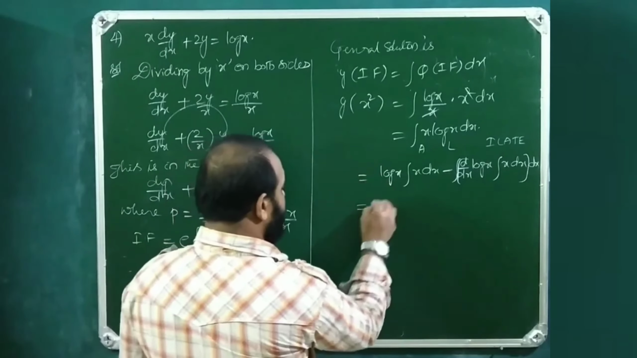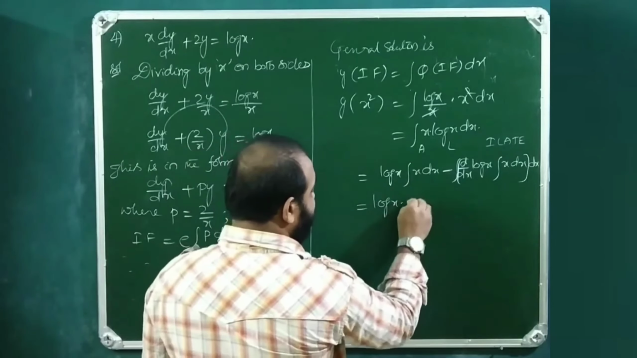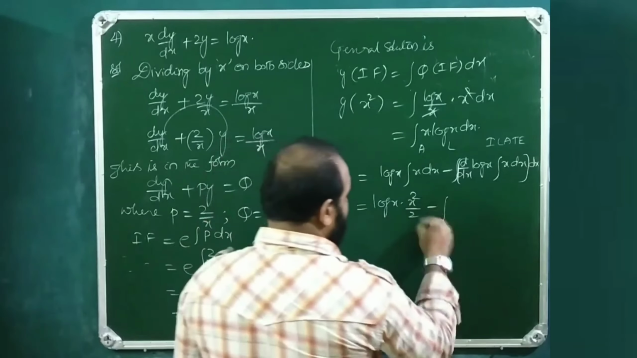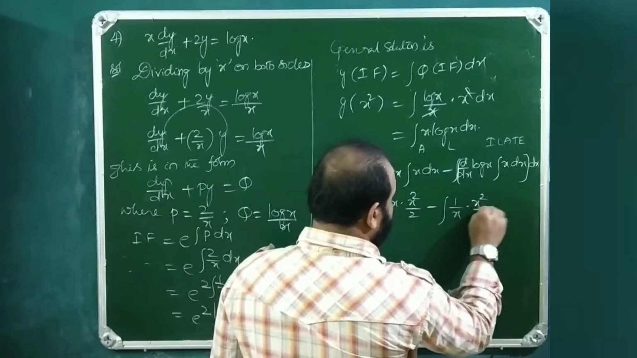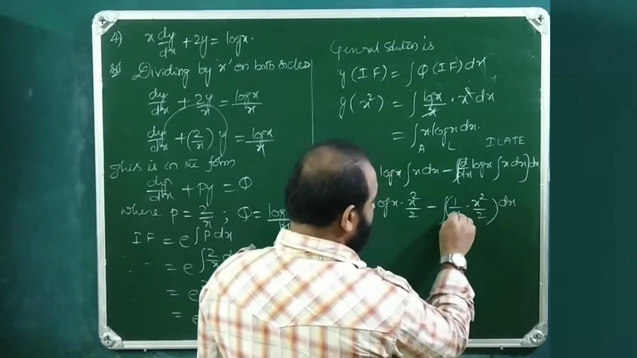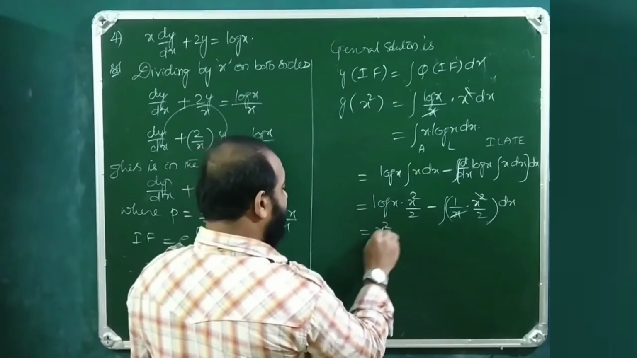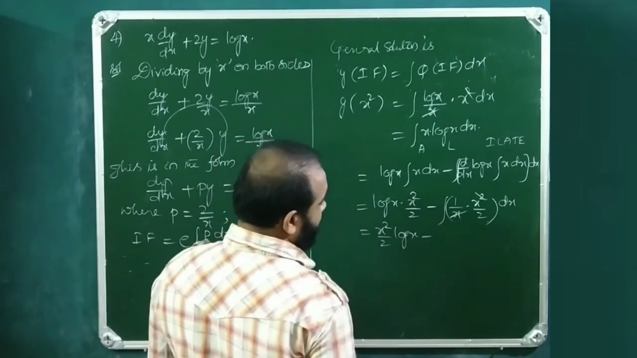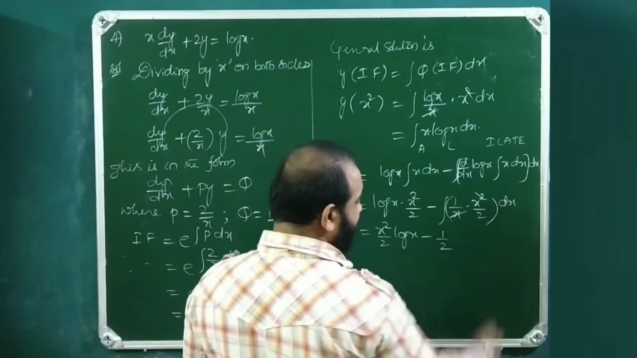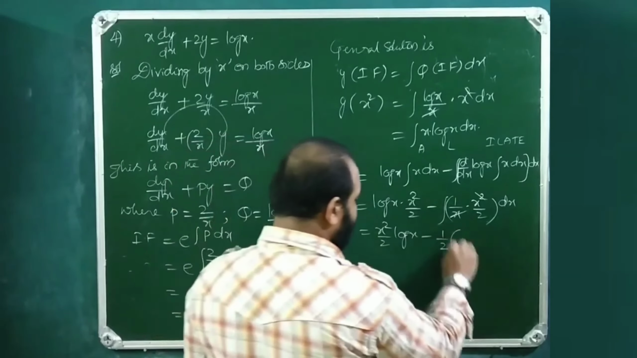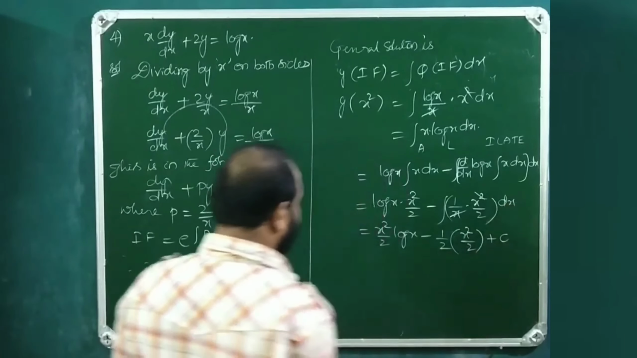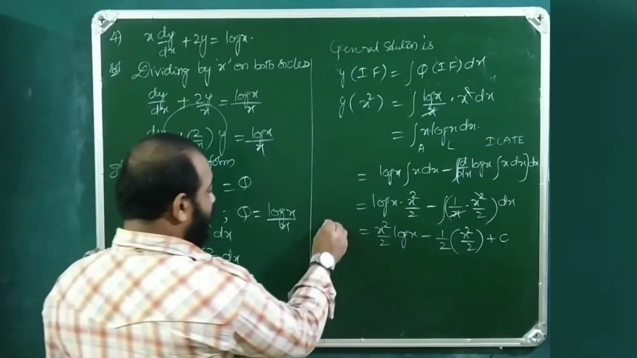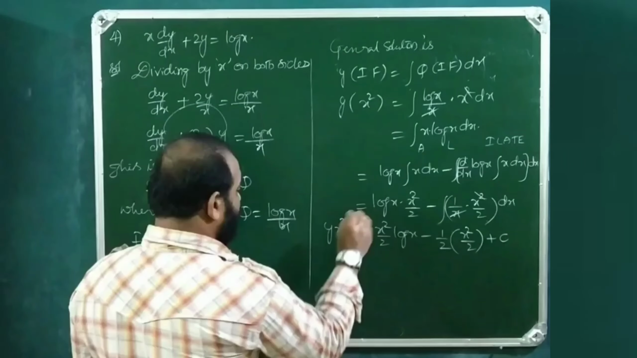This equals log x into integral of x dx, which is x square by 2, minus integral of d by dx of log x, which is 1 by x, into integral of x dx, which is x square by 2, dx. So this and this get cancelled. We get x square by 2 log x minus 1 by 2 integral of x dx, which is x square by 2, plus constant of integration c. So y into x square is equal to this. This is the required general solution of the given differential equation.